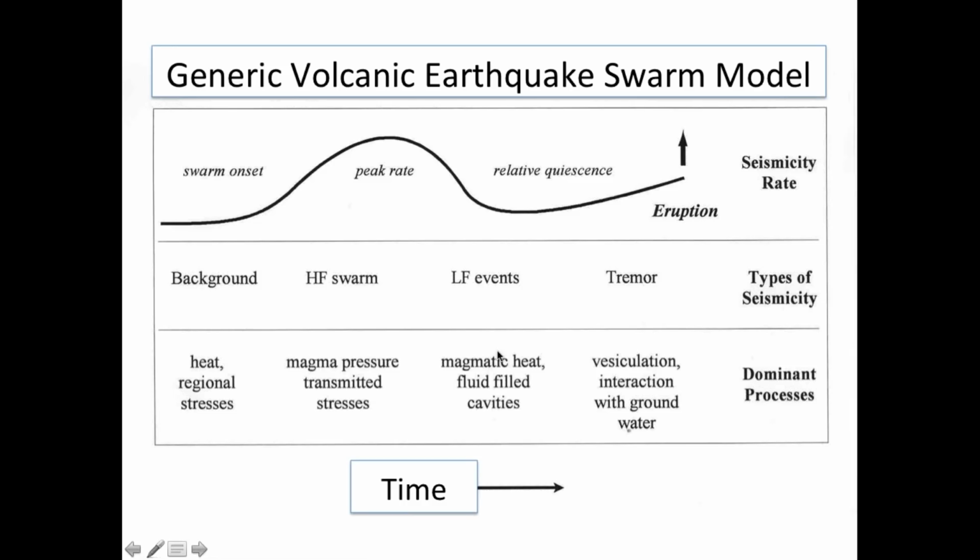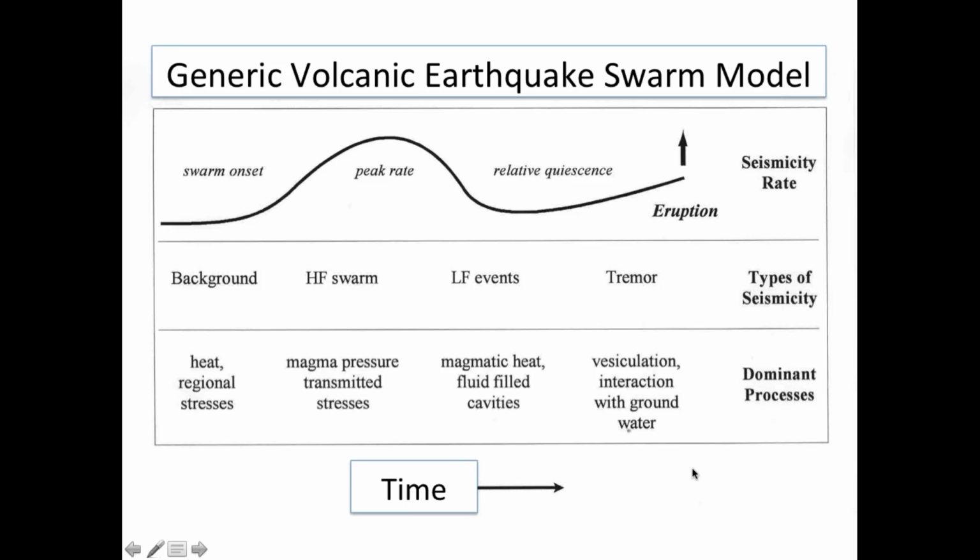So the different types of seismicity represent different processes. The background is heat and regional stresses. And then when magma gets involved, we have the magma increasing pressure as it's worming its way to the surface, producing stresses in the surrounding rocks. And then the magmatic heat is affecting fluid-filled cavities. The fluid can either be magma or water or gases. And then at shallower levels, we get vesiculation and interaction with the groundwater.